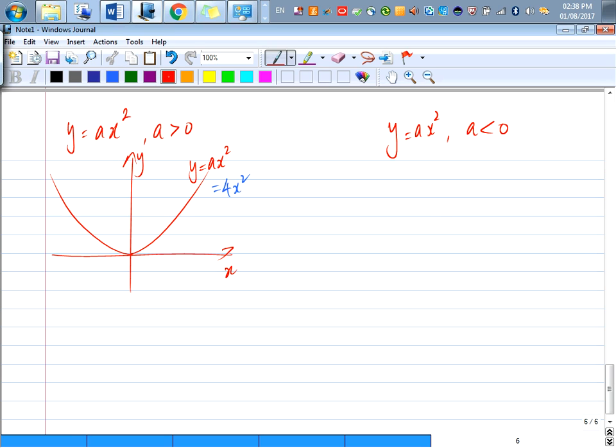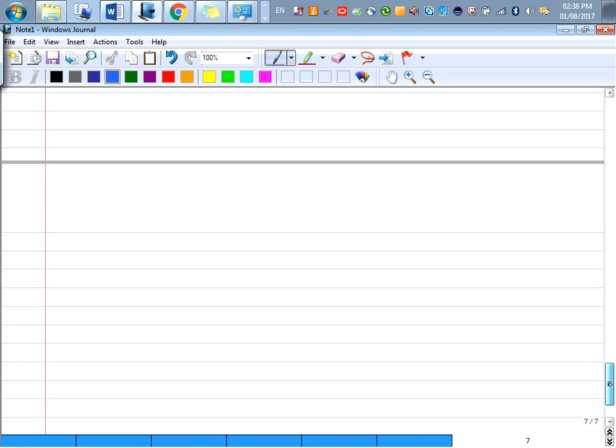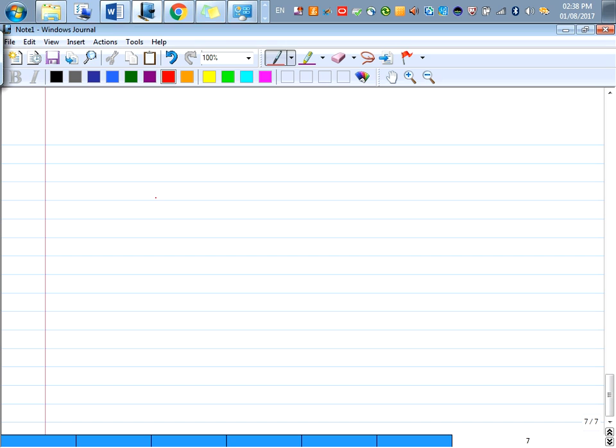And then on the other side, I have y and x. This time it is opening downwards. So the graph will be y equals ax squared. For example, it could have been negative 3x squared. Your graphs will look like this. These are just sketches. And of course, the last one, which you have just tried, will be y equals ax power 3, a greater than 0. Again, y equals ax power 3, but a smaller than 0 this time.